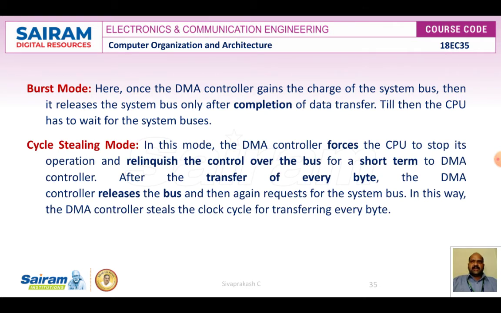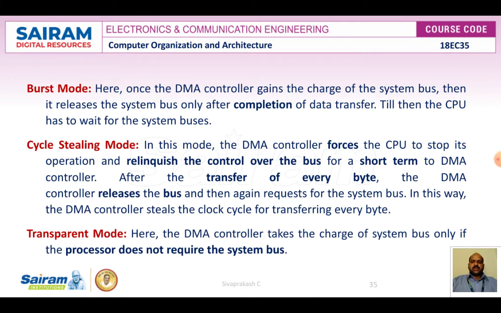Second one, cycle stealing mode. In this mode, the DMA controller forces the CPU to stop its operation and relinquish control over the bus for a short term to the DMA controller. After the transfer of every byte, the DMA controller releases the bus and then again requests the system bus. In this way, the DMA controller steals the clock cycle for transferring every byte. Hence, this mode of operation is called cycle stealing mode.